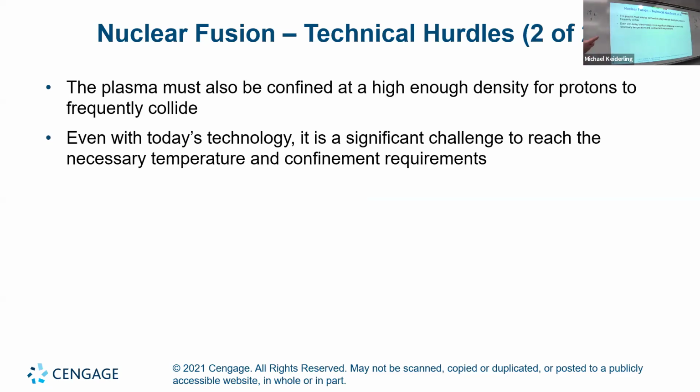The plasma has to be confined at a high enough density for nuclei to frequently collide. And even with today's technology, it is a significant challenge to reach the necessary temperature and confinement requirements to actually get more power. No one has successfully gotten out more power than they put in in a controlled manner. We have gotten out more power than we put in, but we do that in an uncontrolled manner. It's called an H-bomb. You can use an atomic bomb to set off this process with deuterium and tritium and make a real big boom.